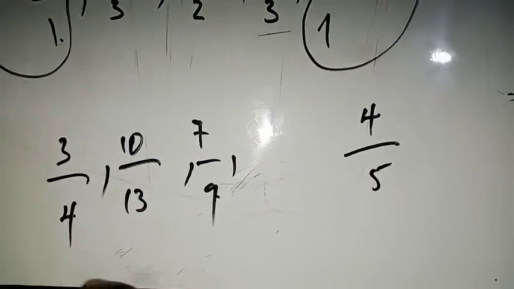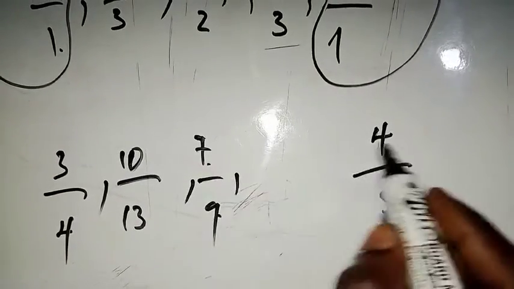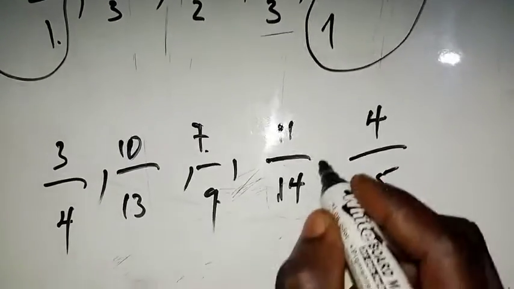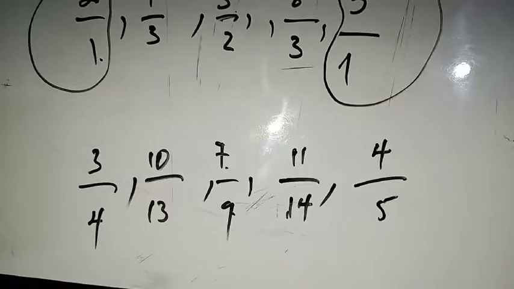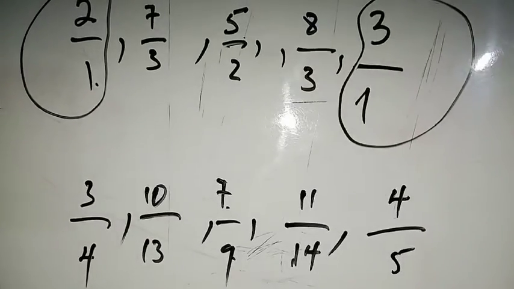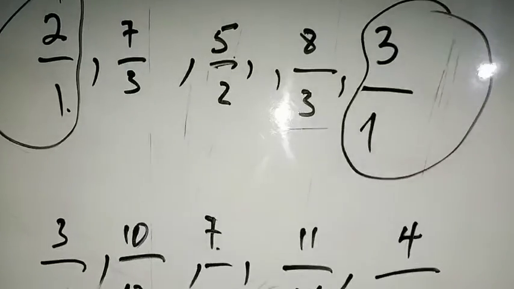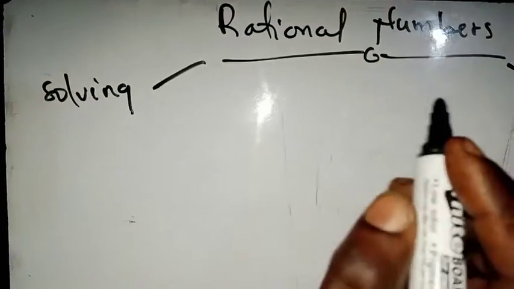So this is another rational number. What about here? This plus this one gives me 11, and this plus this one should be 14, right? So that is all. This is just a simple trick for you to determine a rational number between two given rational numbers. This part here, we want to determine how to solve a rational equation, right?